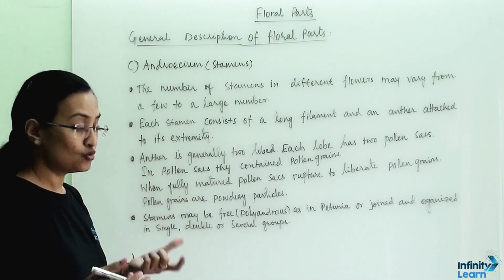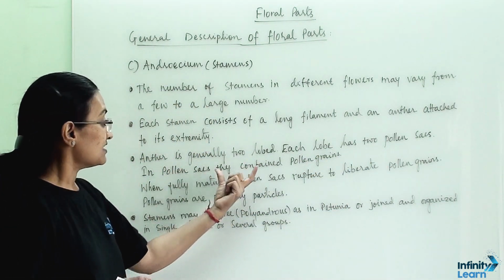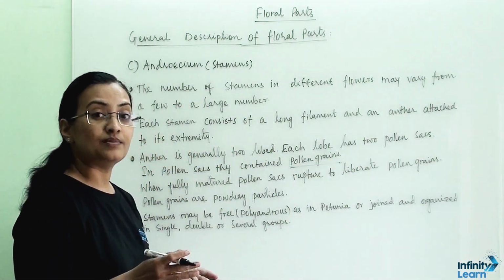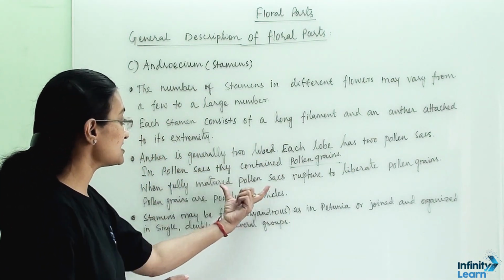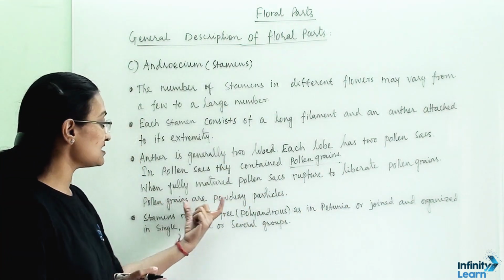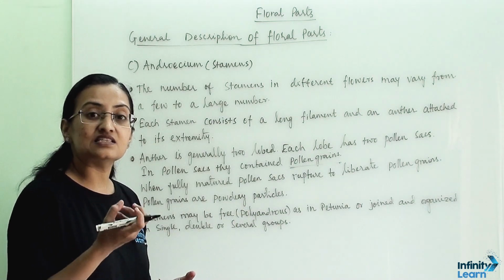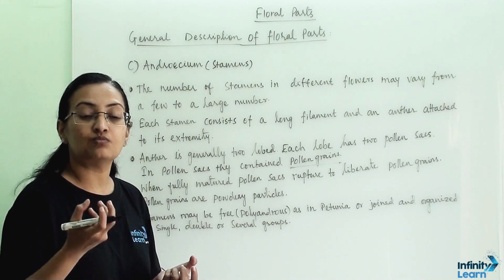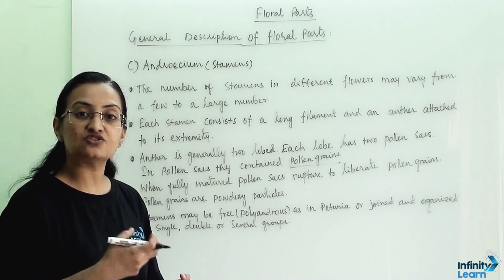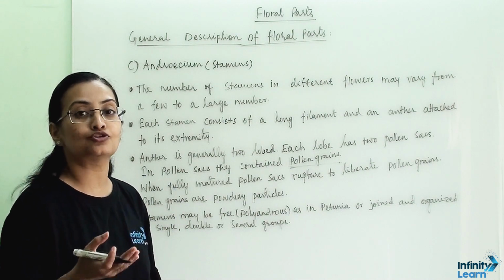Anther is generally 2-lobed. Each lobe has 2 pollen sacs. In pollen sac, they contain pollen grains. Now when this pollen grain will become fully matured, this pollen sac will rupture and they will liberate this pollen grain. These pollen grains are powdery particles, so they are very lightweight and they will easily stick to honeybees, flies and butterflies' legs, so it will help them to migrate along with the bees, to migrate along with the butterfly, and this process will help in pollination of the flower.